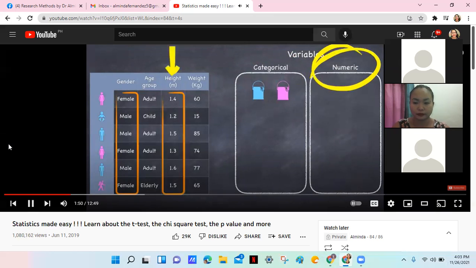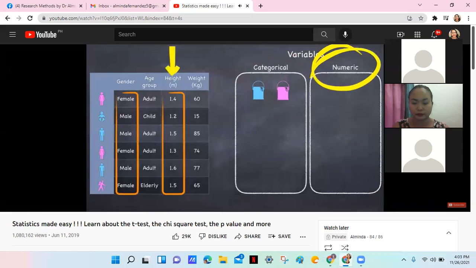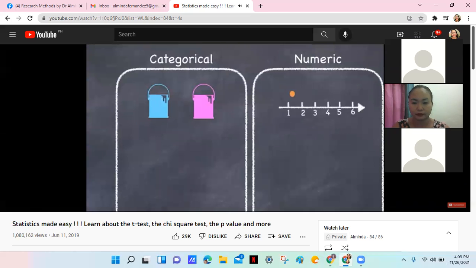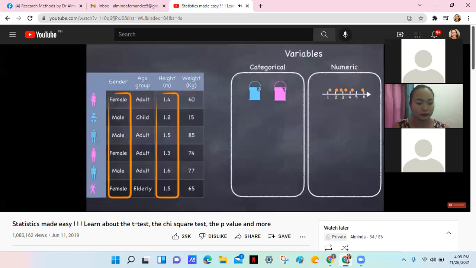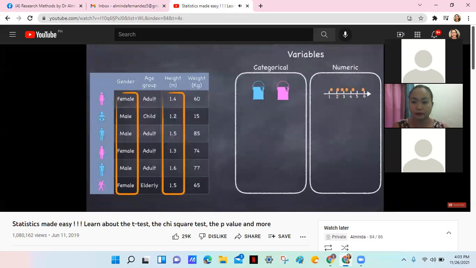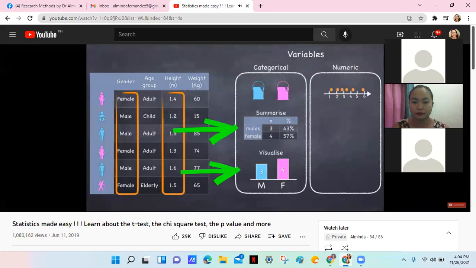Numeric variables like height are numbers, as the name suggests, and can be arranged on a number line. Now, to better understand our data and to make sense of it, we summarize it and we visualize it. In the case of categorical data, we can count up the number of observations in any given category and we can represent them in a table and on a bar chart.